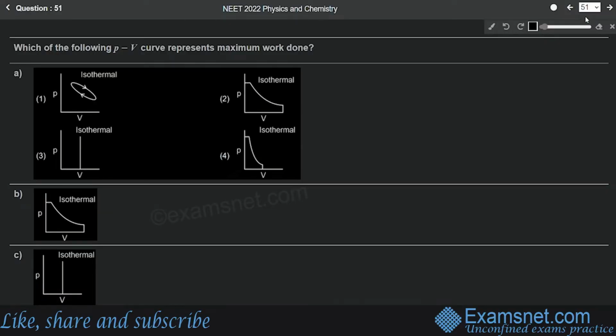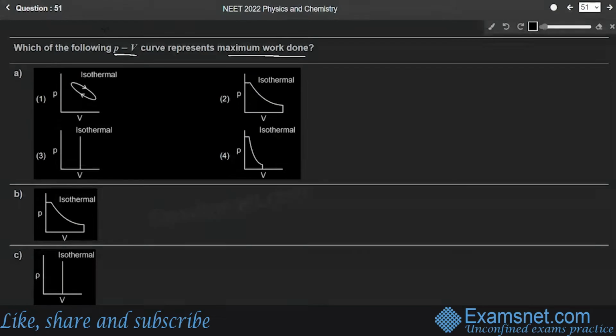Everyone. So now we are going to deal with the chemistry questions from NEET paper 2022. So question number 51 is from the chapter thermodynamics, and the question is, which of the following PV curve represents maximum work done? Okay. So PV curve means pressure versus volume curve.